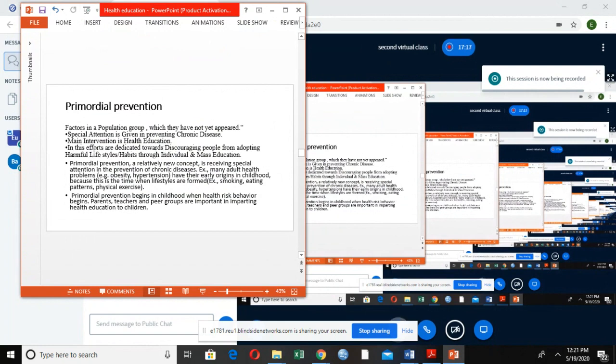In this effort, the efforts are dedicated towards discouraging people from adopting harmful lifestyles and harmful habits through individual and mass education. Primordial prevention is a relatively new concept receiving special attention in the prevention of chronic diseases. An example, many adult health problems such as obesity and hypertension have their early origin in childhood because this is the time when lifestyles are formed, e.g. smoking, eating patterns, physical exercises are normally encouraged.